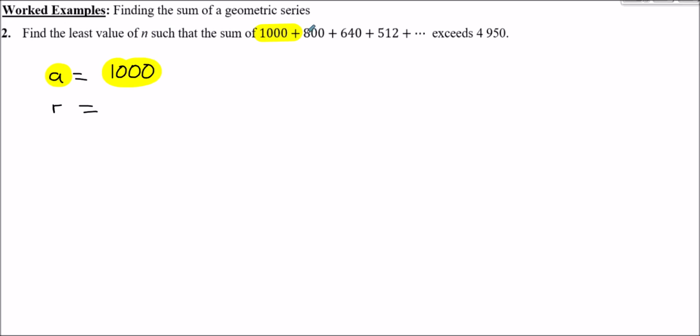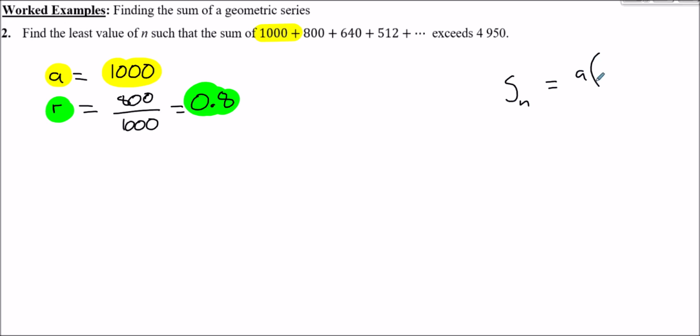Common ratio: take one term, I'll take 800, and divide it by the term that comes before it. So 800 divided by 1000, r is 0.8. Now just to remind you again of the formula for the sum of the first n terms. We've got Sn equals the first term, then brackets, this time I'm going to do r to the n minus 1, all divided by r minus 1.